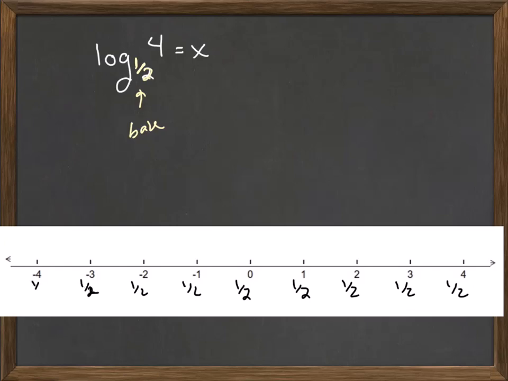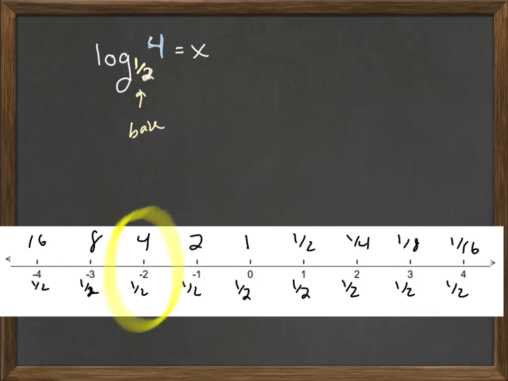That's a 2. Okay, so anything to the 0 power is 1. So this is 1/2, 1/4, 1/8, 1/16. Going in the other direction, we have 2, 4, 8, 16. All right, so we have our scale filled in. And then remember the 4 tells us where do we want to get to? Where do we want to land? So where do you see 4 on our scale? Well, it's right here, isn't it?